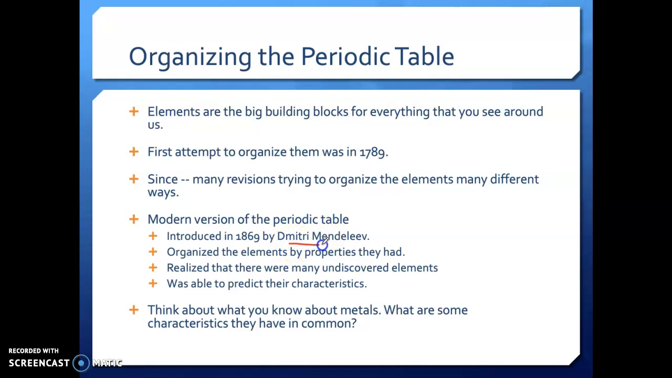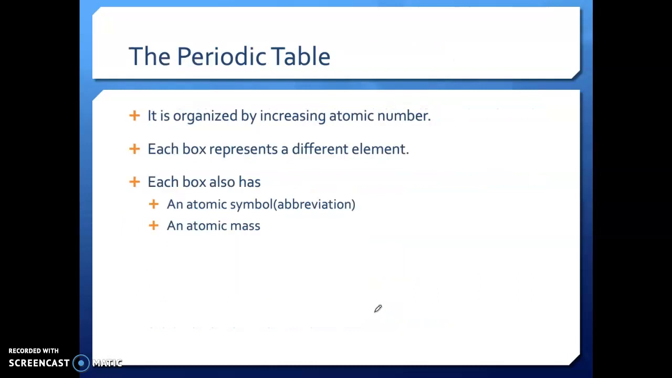The modern version of the periodic table was developed by this guy named Dmitry Mendeleev. And the coolest part was that he organized the elements by properties. Based off of that, he realized there were a lot of undiscovered elements, and he was able to predict their characteristics. So when you think about a metal, what are some of the things they have in common? They're shiny, a lot of them. They conduct electricity. Maybe they're malleable or easy to bend. He was able to predict properties based off of this.